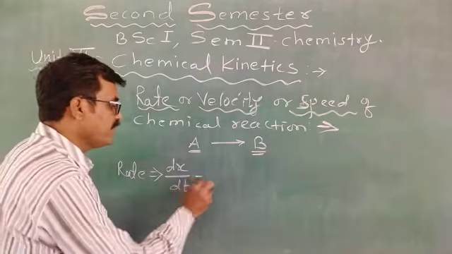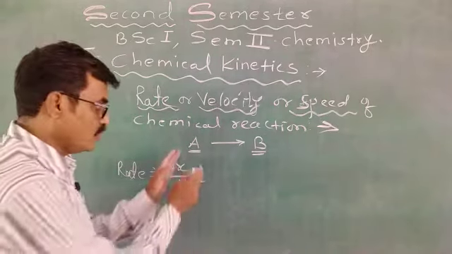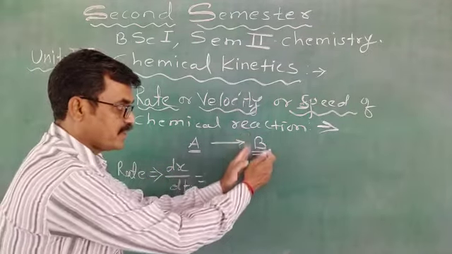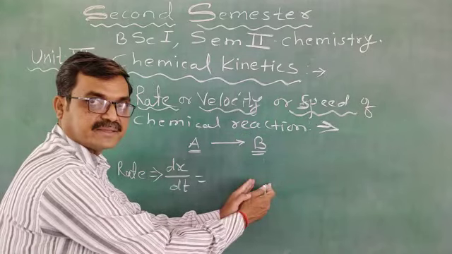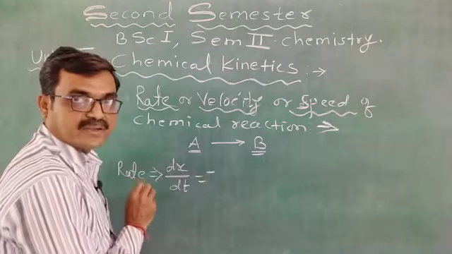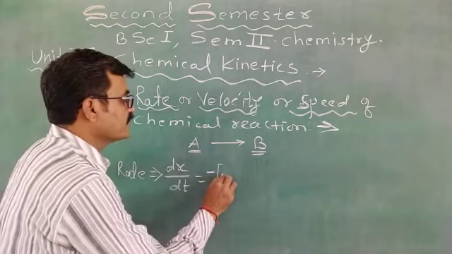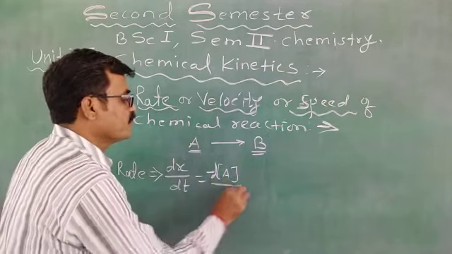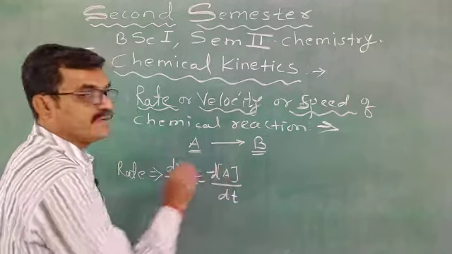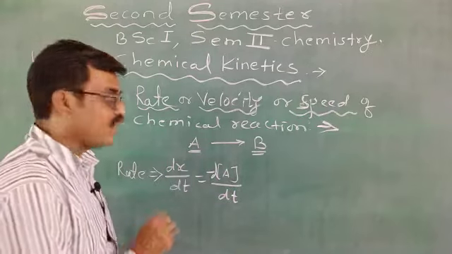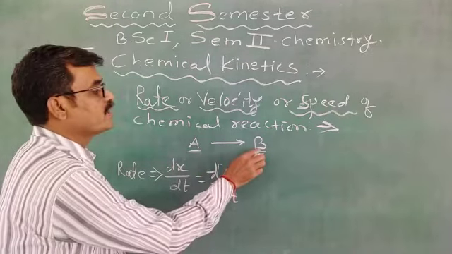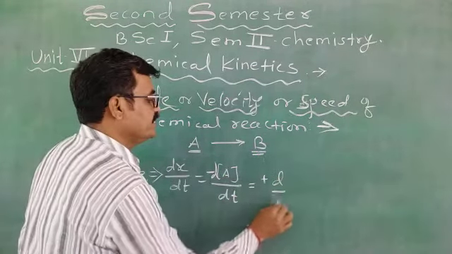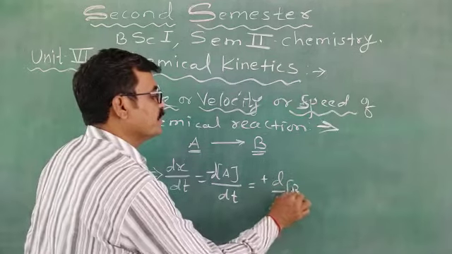Concentration of reactant decreases as time increases, and concentration of product increases as time increases. The negative sign indicates the decrease in the concentration of the reactant, that is A, with respect to time: d/dt of concentration of A. Or, since the concentration of product increases, the plus sign, it will be d/dt of concentration of B.